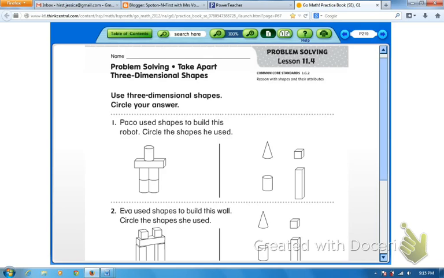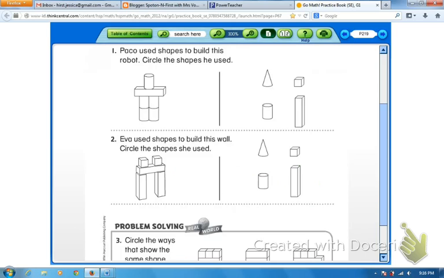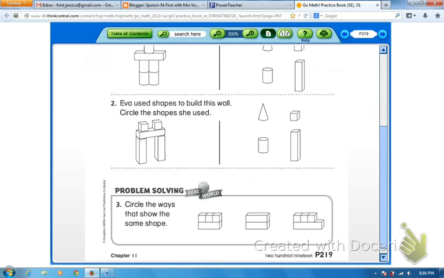Well, if we were to take that robot apart, we would be able to see that we used cylinders. There's our cylinders. And we also used a rectangular prism to be able to make that robot. Same thing on number 2. They should be really good at this when they play with blocks. They like to do it.